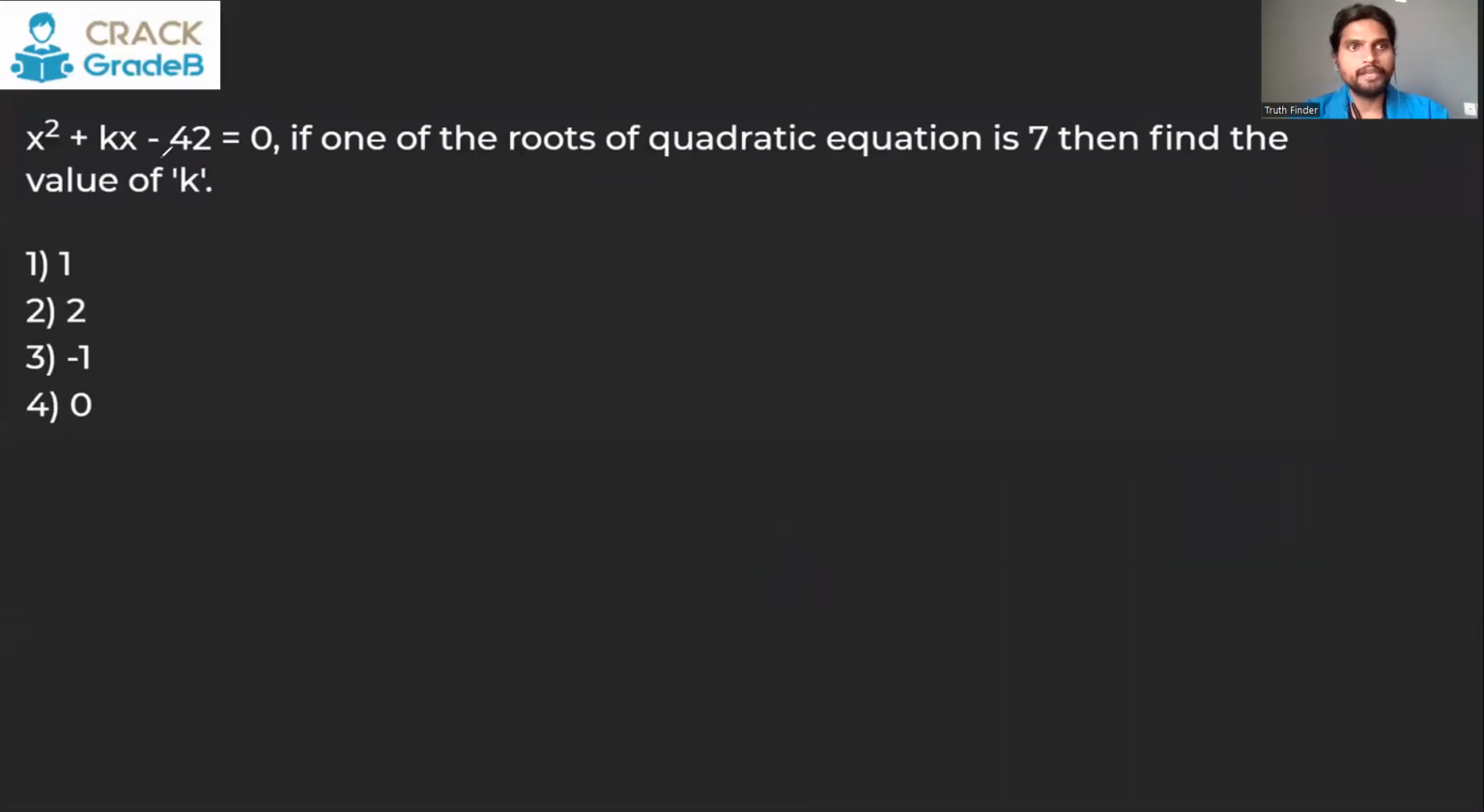It says, if one of the roots of quadratic equation is 7, then find the value of k. This is an easy question because if the last part is known, then we can go for the product of the root. So if one root is 7, another root, let's say, is beta. So 7 into beta, the product of the root is c upon a. C here is minus 42, a here is 1. So 7 into beta is minus 42. That gets us beta is equal to minus 6.